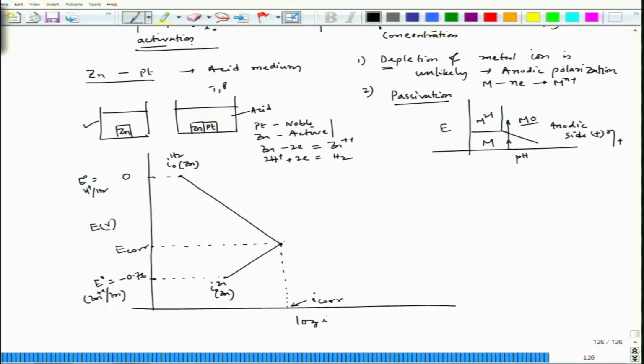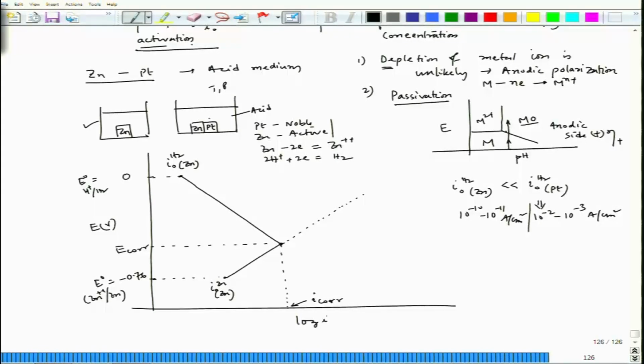Now, once we have hydrogen evolution on platinum surface, as we know that I0 of hydrogen on zinc is less than I0 of hydrogen evolution on platinum, since this value is close to 10 to the power minus 2 to 10 to the power minus 3 ampere per centimeter square, and here it is 10 to the power minus 10 to 10 to the power minus 11 ampere per centimeter square. So, this is the difference in their values.